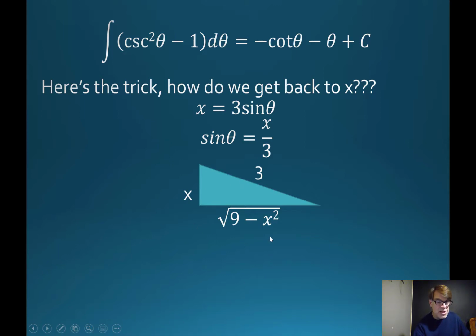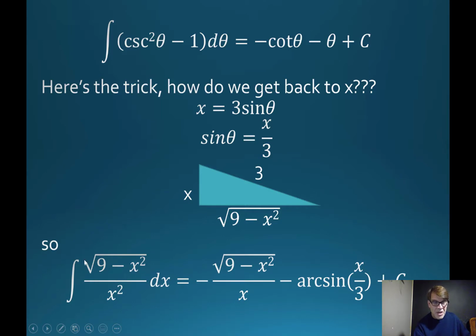Okay, so we need to find out what cotangent is. Well, now that we've got all the sides of the triangle, what is cotangent? Well, tangent is the opposite over the adjacent. So what is cotangent? It's the adjacent over the opposite. So negative cotangent of theta is negative square root of 9 minus x squared over x. Isn't that fun? What a fun trick. So that's what we started with. Negative cotangent of theta is going to be the adjacent over the opposite because it's cotangent, right? The cotangent is 1 over the tangent.